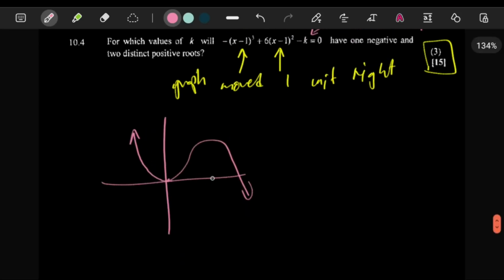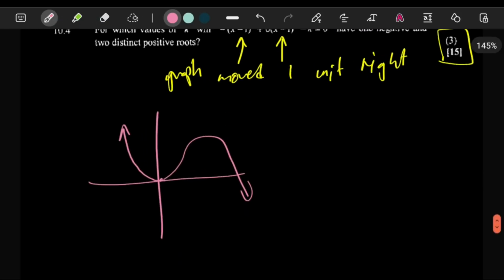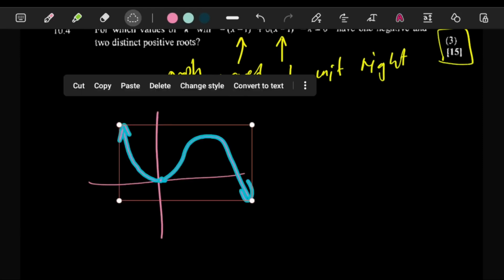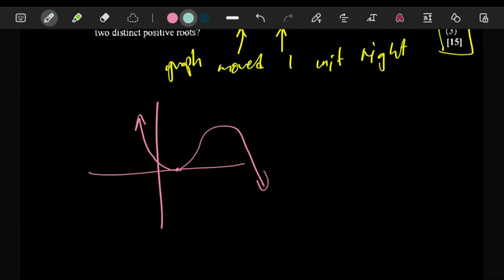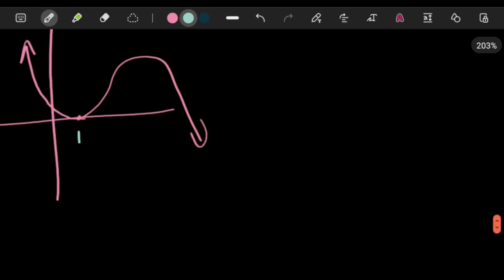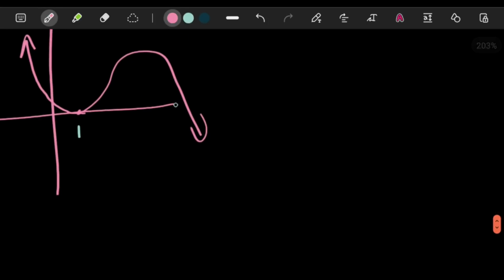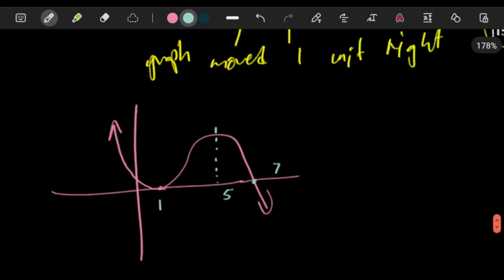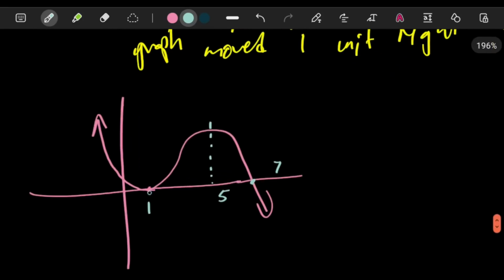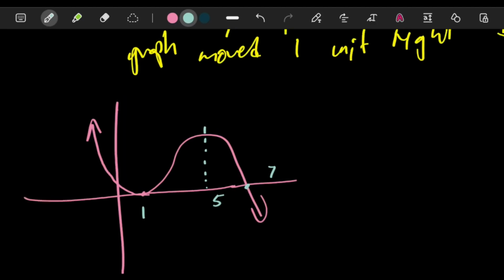So you move it to the right 1 unit, it would look like this. This value here would be a positive 1 now. This new x-intercept here would be a positive 7 now. The x value of this turning point here would be a positive 5 now. And then you can see there's one root and another root. So it's 2 roots so far.